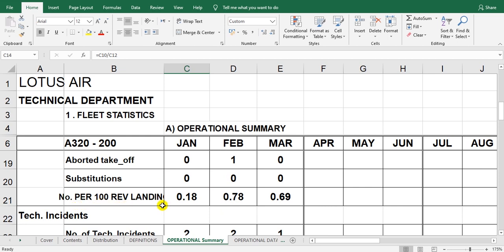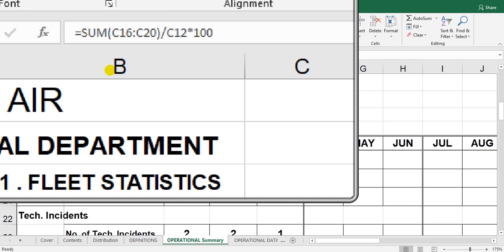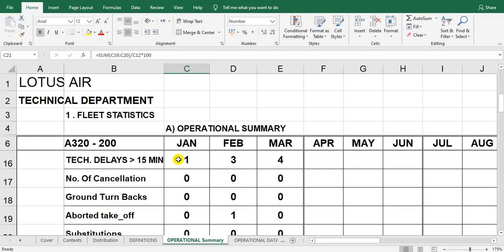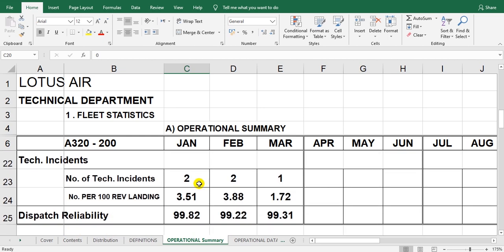Number per 100 revenue landing here. I put here the sum of C16 until C20 divided by C12 by 100. Okay. The summation of all these, from C16 until C20, divided. Okay. Technical incidents. Number of technical incidents, 2 in January, 2 in February, 1 in March. Number per 100 revenue landing for this. Okay. This is the dispatch reliability here.